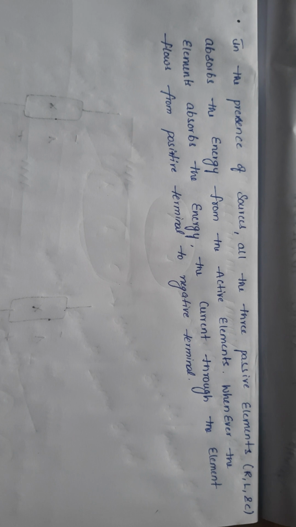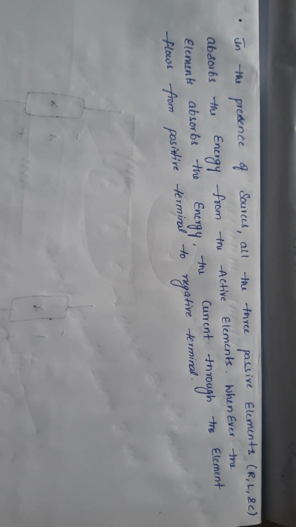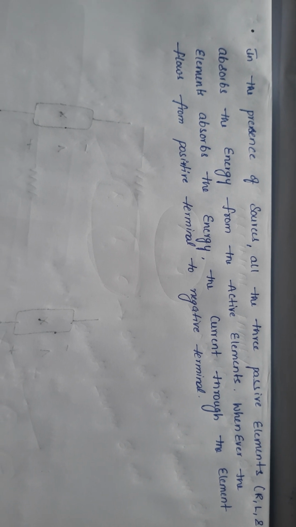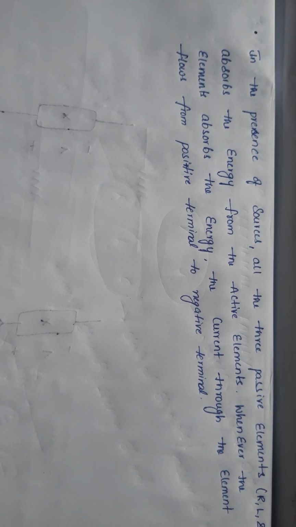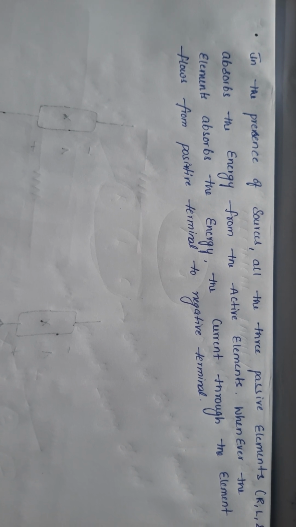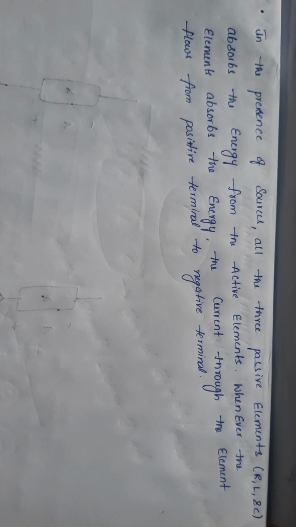Next, let us see, in the presence of sources all the three passive elements R, L and C absorb the energy from the active elements. Whenever the element absorbs the energy, the current through the element flows from positive terminal to negative terminal. That is what we observe in the presence of sources. Now let us take a circuit.